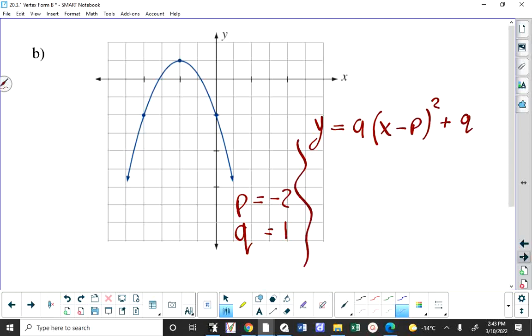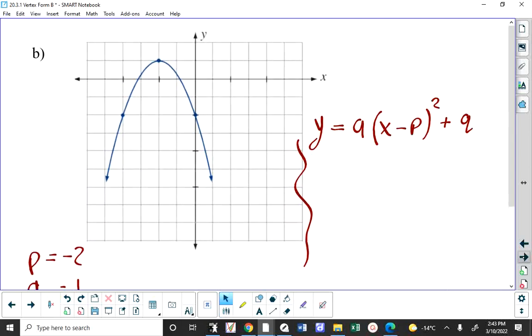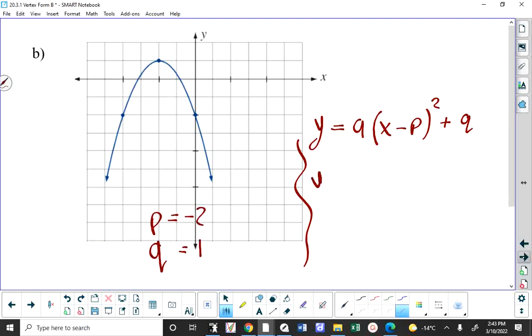This gives us y is equal to a times, watch what I do. Just look up here for a second. I go times x minus -2. That's minus a negative becomes a positive. Quantity squared plus 1. Oh, we got a missing parameter. How do we find a missing parameter? You put in an ordered pair. I think this is a nice one to use.